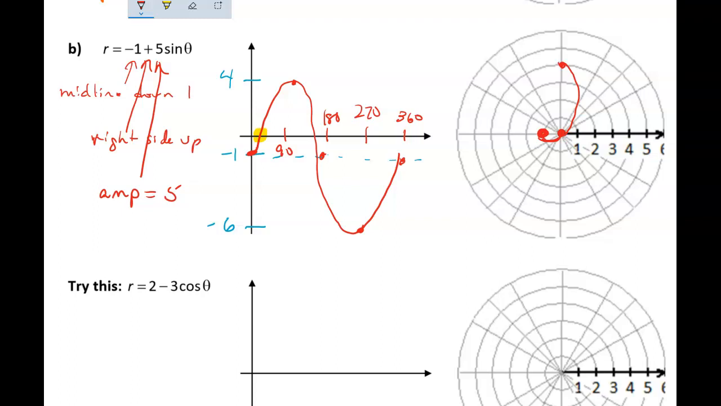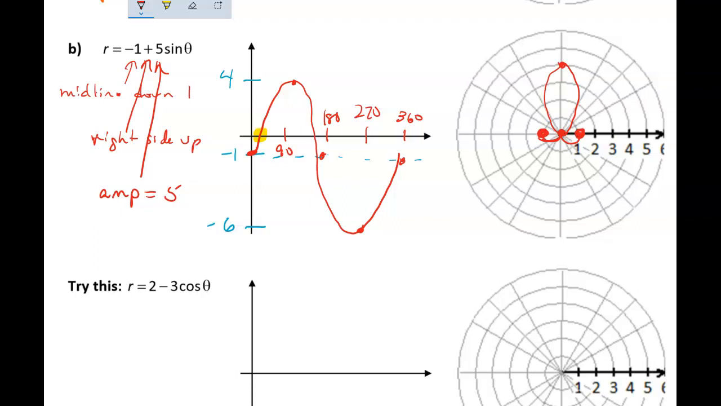And then rotating through the second quadrant, the graph passes through the pole again, so that when we get to 180 degrees, the radius is -1 again. Then for the rest of the graph, the radius is negative.